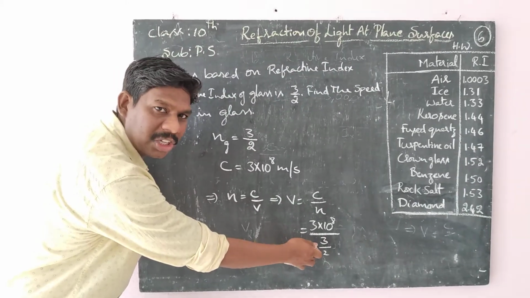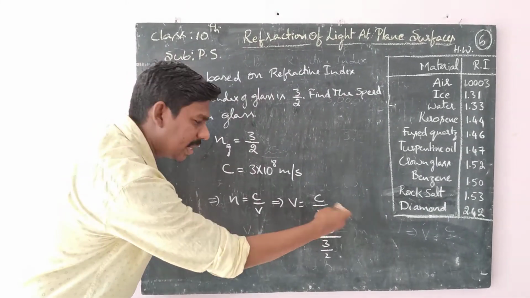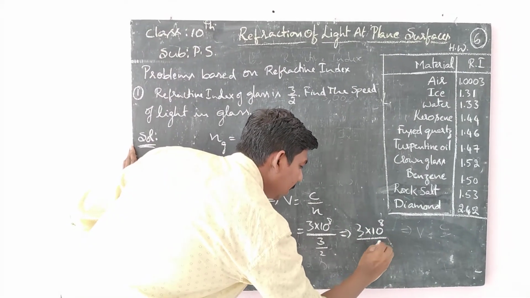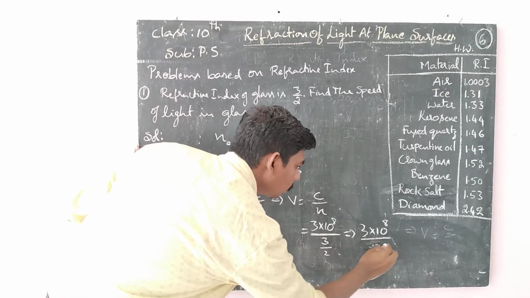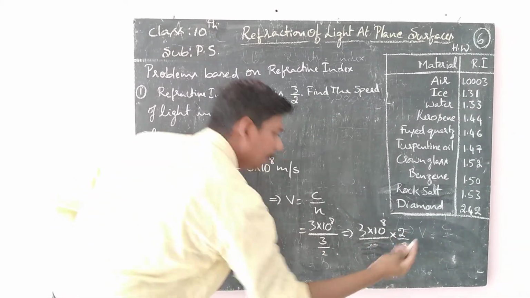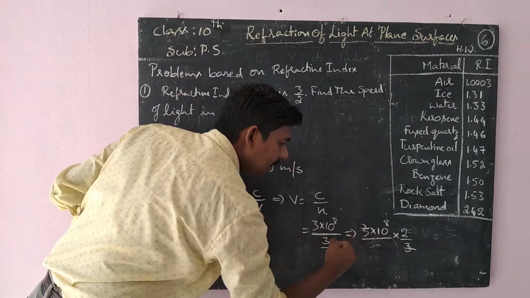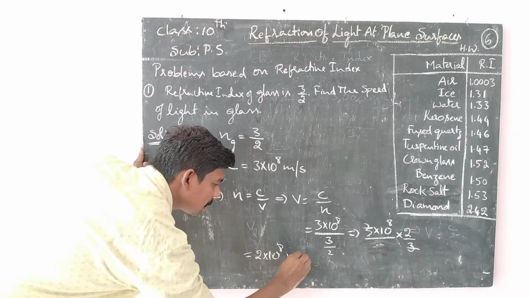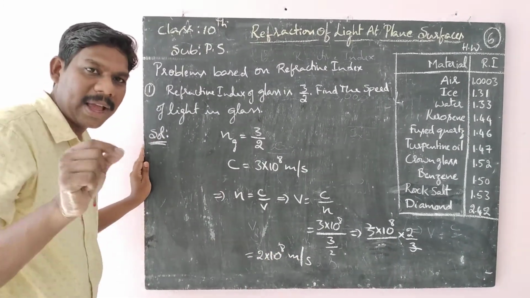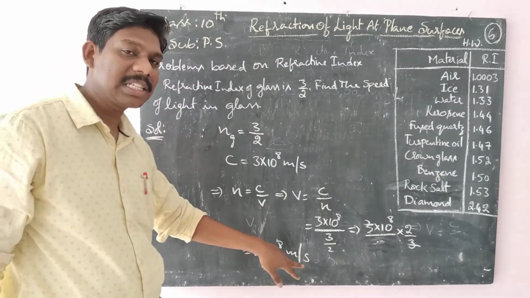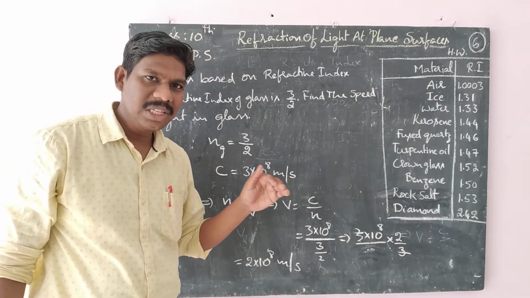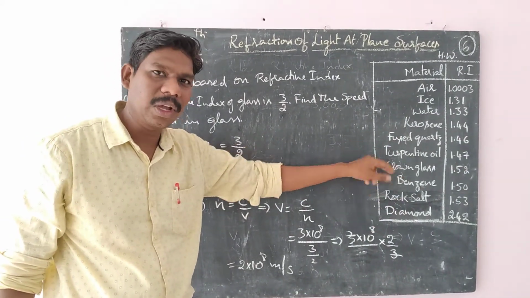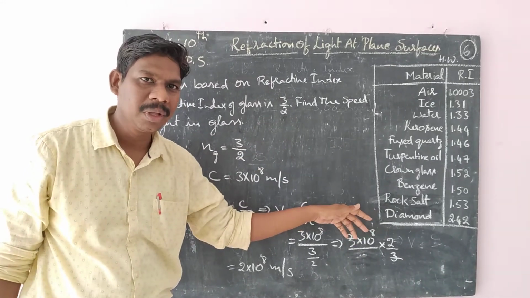And what happens here? In the denominator we have a rational number, so when it comes to the numerator, it will get reversed. So that implies 3 into 10 power 8 by 2 into 2 by 3. So here 3 gets cancelled. Now how much did we get? 2 into 10 power 8 meters per second. That means the light travels with 2 into 10 power 8 meters per second in glass. So in this way, by knowing any medium's refractive index value, you can find out the speed of light in that medium. It's clear?